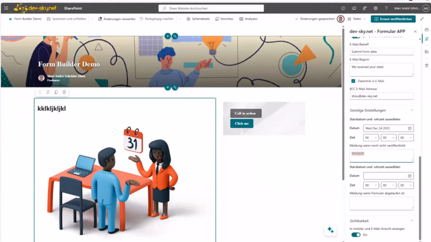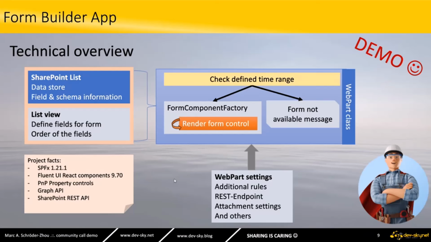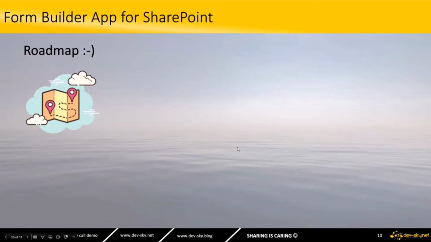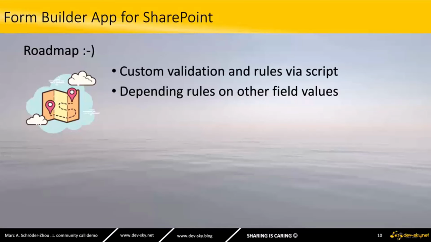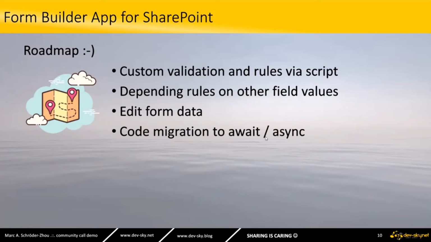So regarding the time, I go back to my slides, and I have also a little roadmap. On my current roadmap for the app, I have the following points. I want to extend the app so that the user can apply custom validation scripts with dependencies. This feature will allow the user to apply rules such as if field A contains data, then field B becomes required. Then I want to enable the user to edit existing form data within the form. And I have to migrate the existing code to the async await approach because I started developing this app a few years ago, so the code base sometimes is not using the async await mechanisms.